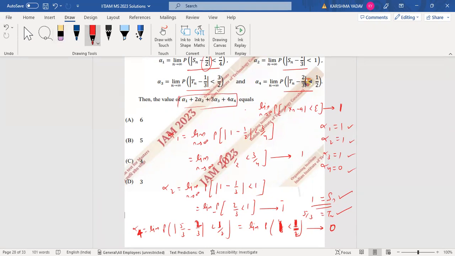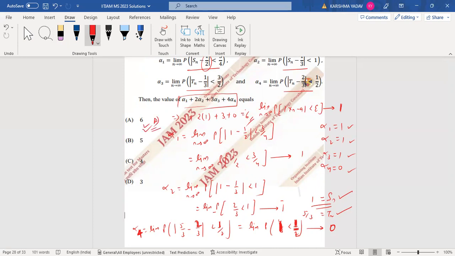So we have alpha 1 equals 1, plus twice of alpha 2 that is 2 times 1, and thrice of alpha 3 that is 3, plus alpha 4 is 0, so it will be 0. So we got 3, 5, 6. Okay, so we got 6. So the correct option is option number A.